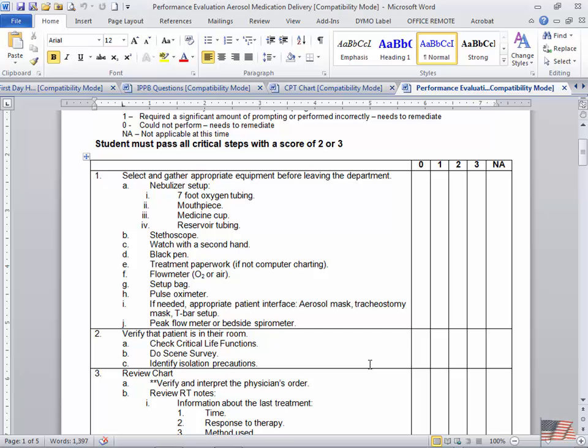Scrubs or business casual with a lab coat. If you have a stethoscope, bring it. If not, we'll find one for you for the duration. We want you to be able to go through the process of assessing the patient.